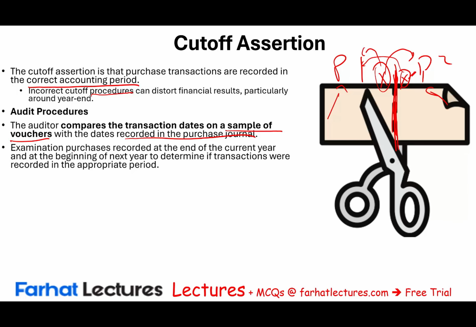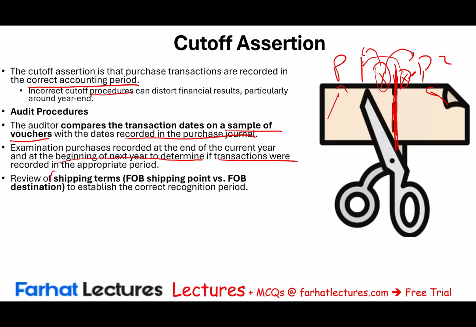So examination of purchases recorded at the end of the current period and at the beginning of the next period, to determine if the transactions were recorded in the proper period. So we would look at documents, purchases right before year end and right after year end. We could also review shipping terms, and we talked about this when we looked at the cutoff for, you guessed it, inventory: FOB shipping point, FOB destination, to establish the correct recognition period.